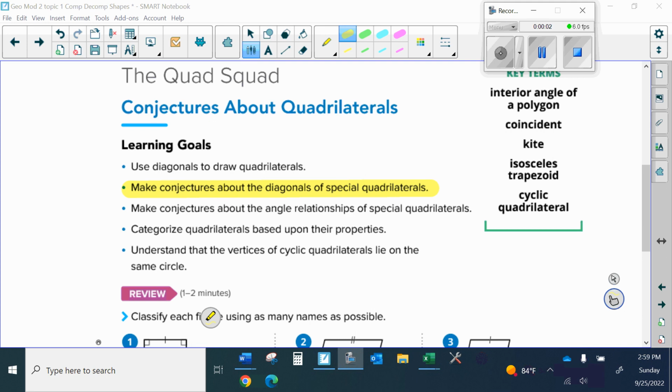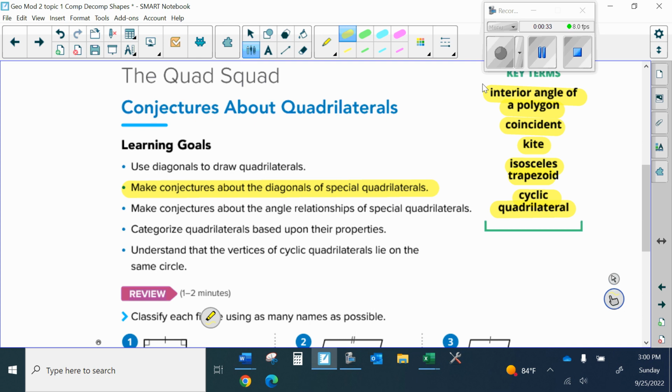Okay, students, this is Mod 2, Topic 1, Lesson 2. Our key terms are right here, and I'll tell you which ones to add to your vocab. We're going to make conjectures about the diagonals of special quadrilaterals. This whole unit, you're going to be using your quadrilateral hierarchy. You need to learn the characteristics now, but have out that sheet as well so you can follow along with the quadrilateral hierarchy.